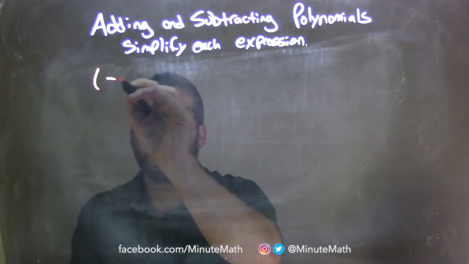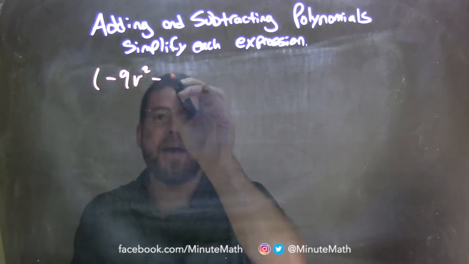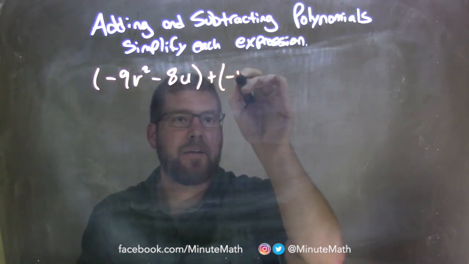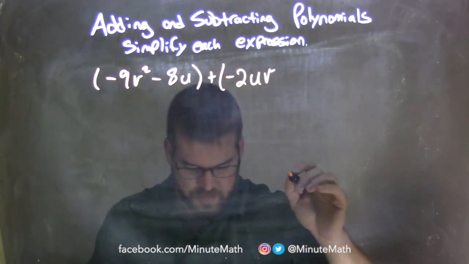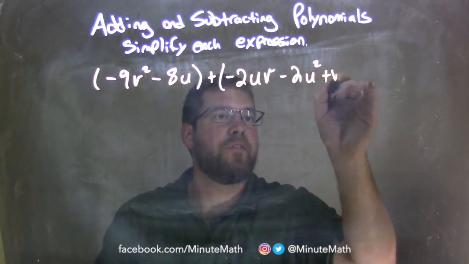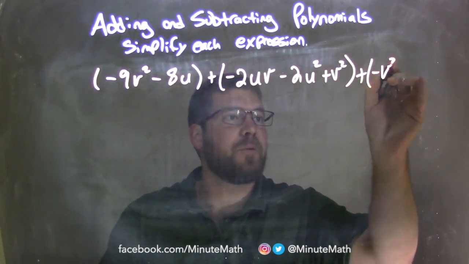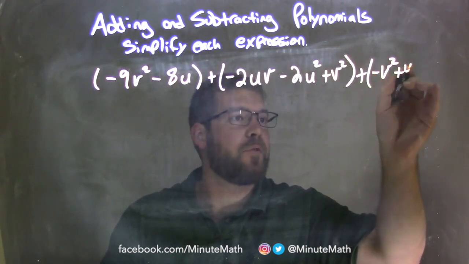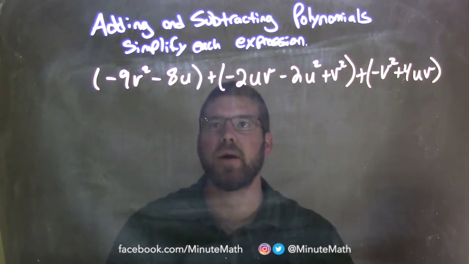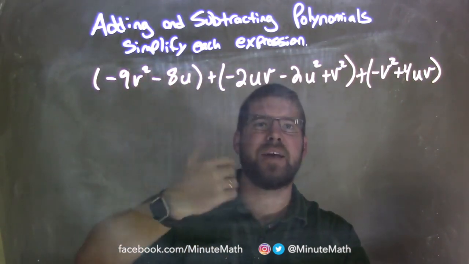Parentheses, negative 9v squared minus 8u, and parentheses, plus a negative 2uv minus 2u squared plus v squared, and parentheses, plus negative v squared plus 4uv. Oh, just barely got it all in there. Okay. So what I have here is combinations of v's and u's and uv's.